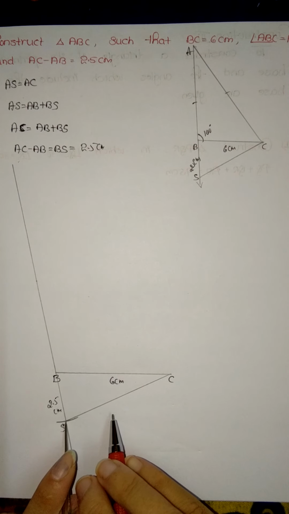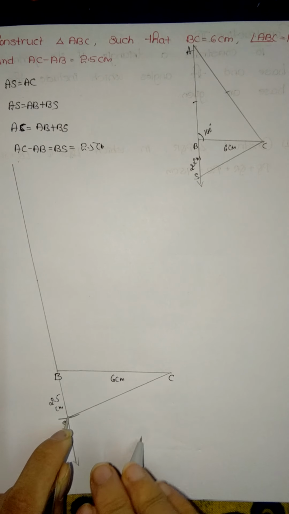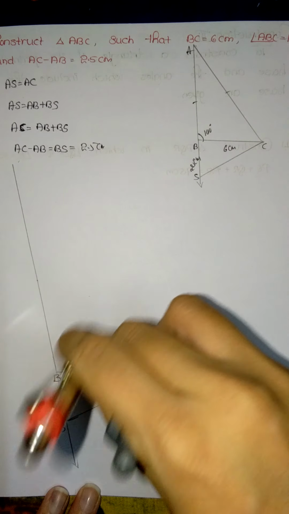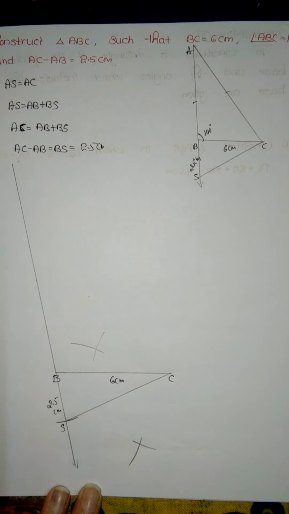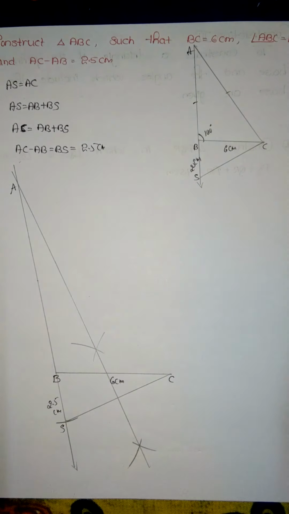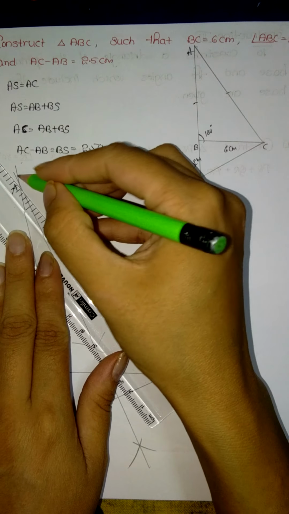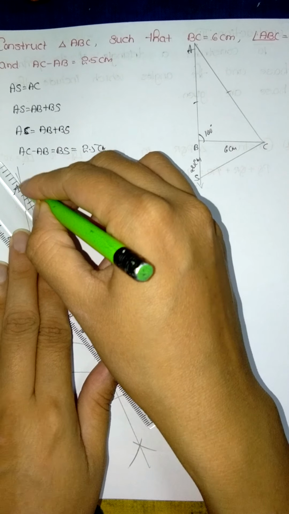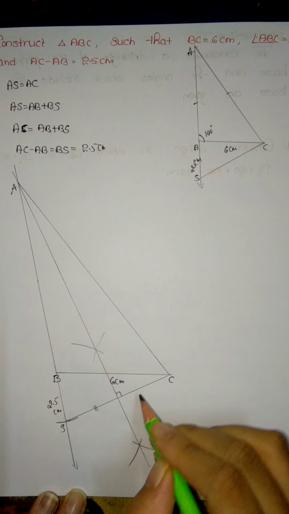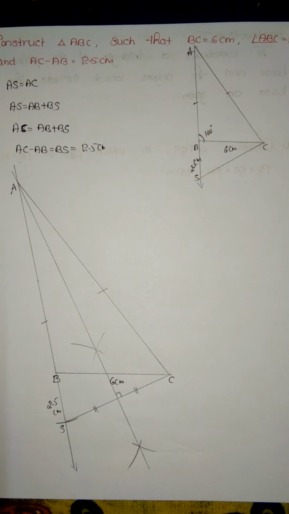Now take the perpendicular bisector for CS. Put the compass on C and join this. So this point is A. Now join A and C. Here this is 90 degree. So these two sides are equal and these two sides are equal. So this is the triangle ABC.